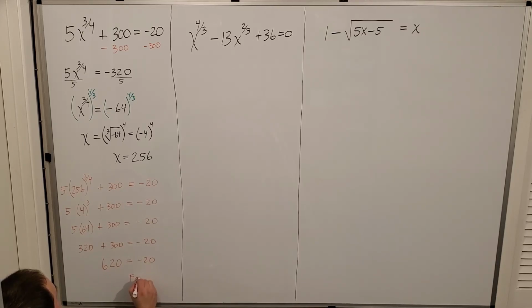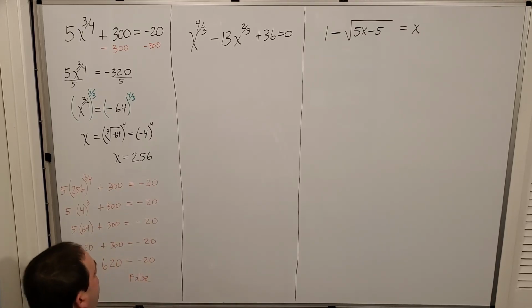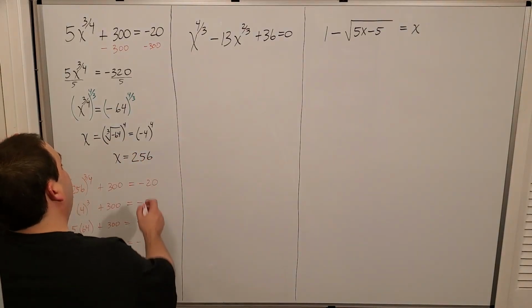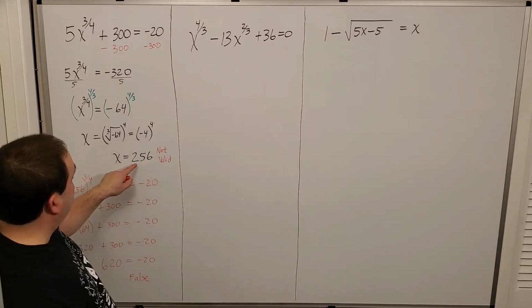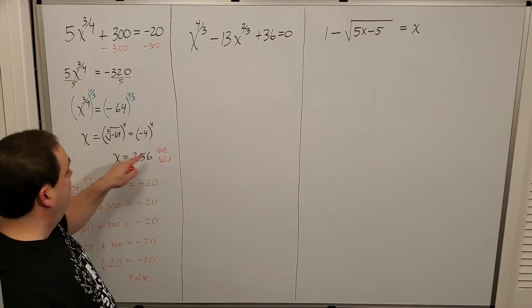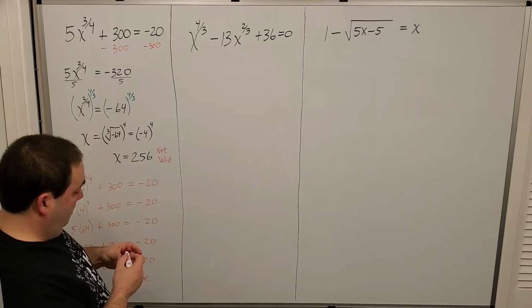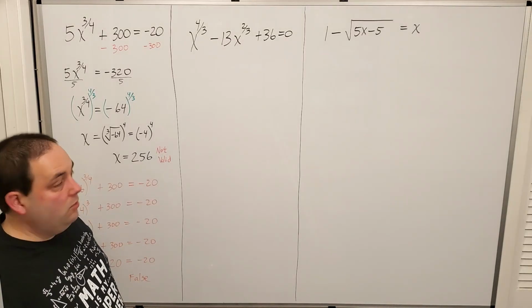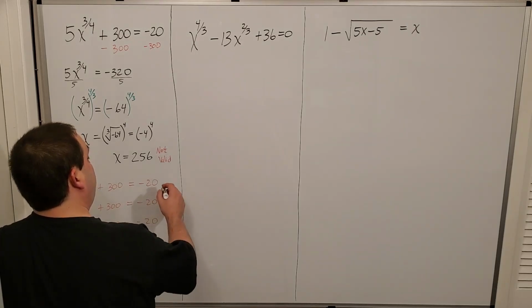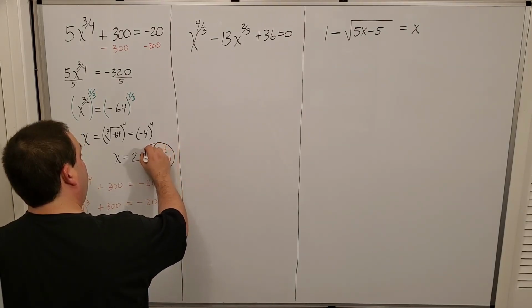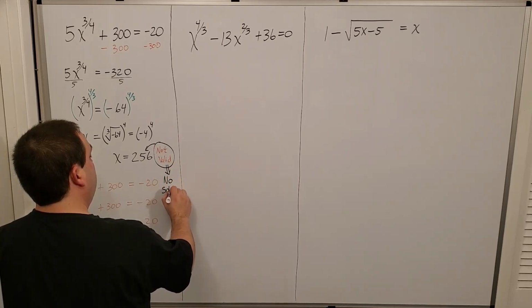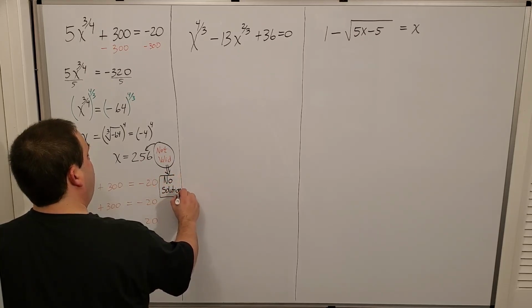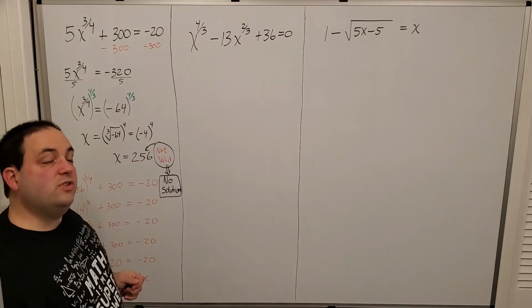This is false, because 620 is not equal to negative 20. So therefore, this is not valid. And since this was our only option, and we've now shown that this is not valid, then I have to give a final answer of no solution. This one's not valid. Therefore, no solution. This equation here has no solution.